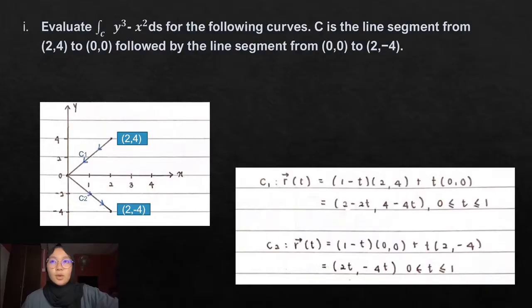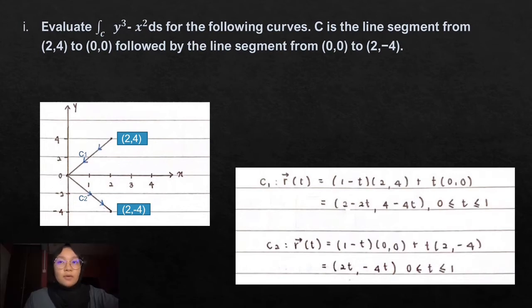The first sub-equation is: evaluate the line integral of y cubed minus x squared ds for the following curves. C is the line segment from (2, 4) to (0, 0), followed by the line segment from (0, 0) to (2, -4). First up, we need to sketch a graph using the coordinates stated in the question, and then label C1 and C2 as shown in the slide.